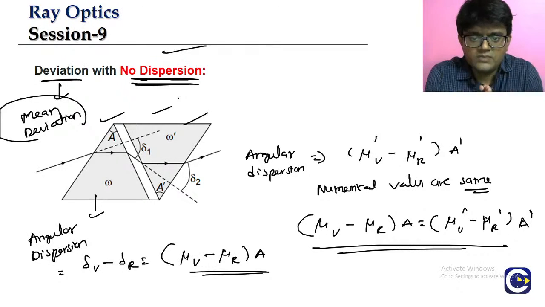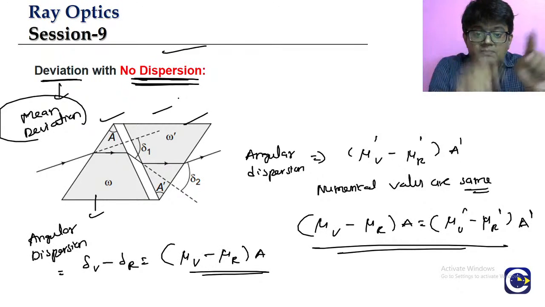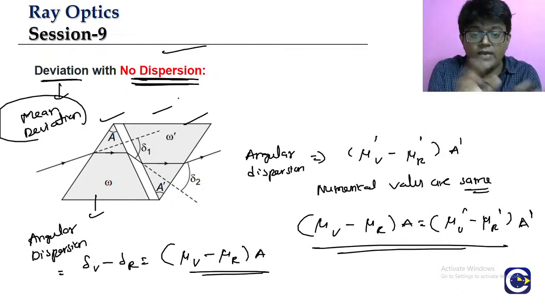No deviation, no dispersion means the angular dispersion of the first prism, numerical value, should be equal to the angular dispersion of the second prism. That's it. And we have to keep the prisms as what? Inverted. When will we achieve both? When they are identical prisms.